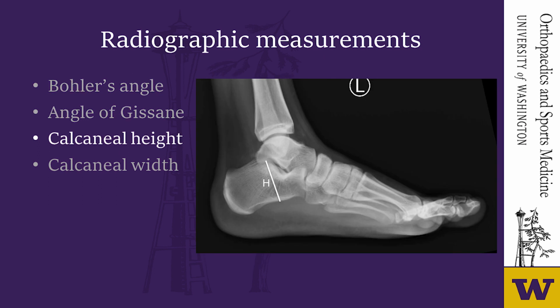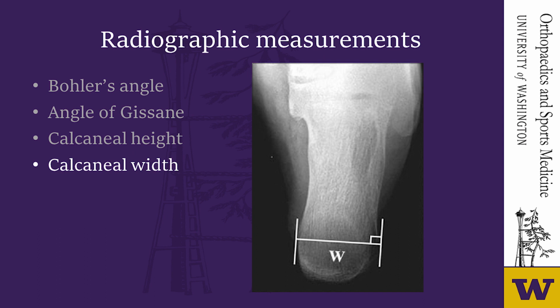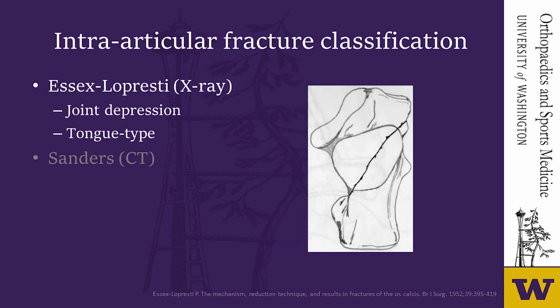Other measurements to consider on injury x-rays and when performing reduction are the calcaneal height, which usually decreases due to impaction, and the calcaneal width on Harris views, which usually increases. For intra-articular fractures, there are multiple classification systems, the two most common being the Essex-Lopresti and the Sanders classifications.